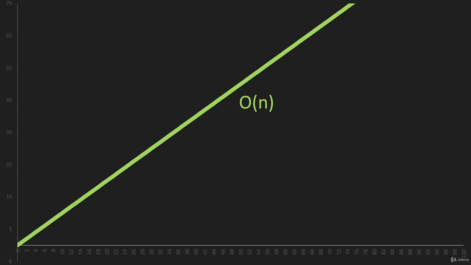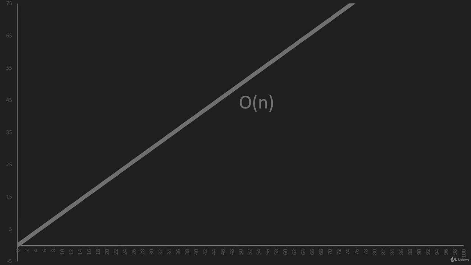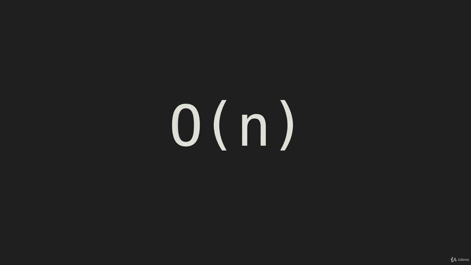O of n is always going to be a straight line. It is proportional. The number of operations is going to be proportional to whatever n is. So on this graph, this axis represents n. This axis represents the number of operations. Okay, so that is our first big O notation, and we'll be adding to this graph with the other big O notation so we can compare one against another. But for now, that is O of n.